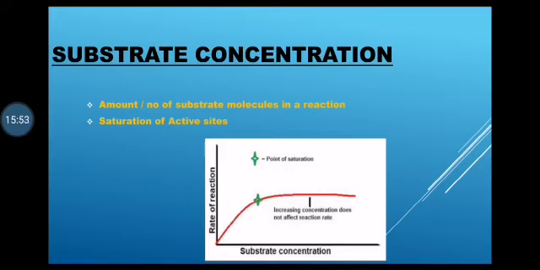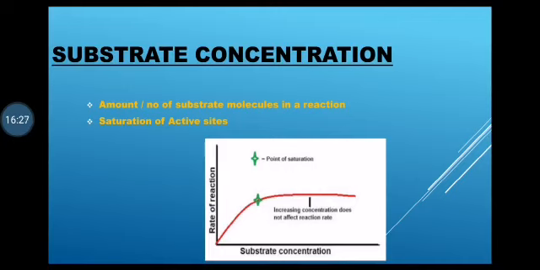Here you can see it in the graph. Initially, if we keep the enzyme concentration constant and we add substrate, the rate of reaction is increasing. But at a point that is marked with a green color, beyond that point there is a straight line. It means there is no change in the rate of reaction, although we are increasing the substrate concentration.